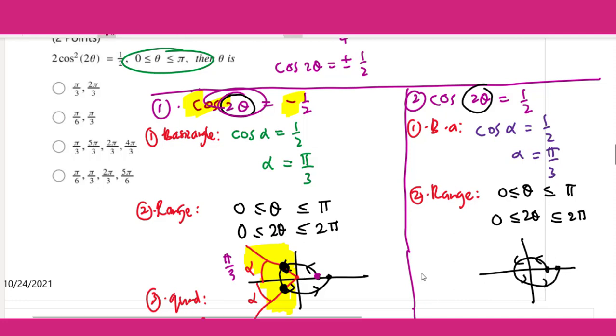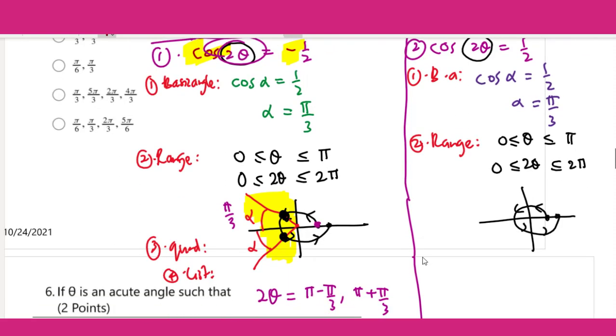Then the third is quadrant. Check the quadrant. This is cos positive. Cos positive means that theta lies in the first and fourth quadrant. Then, draw the lines. So the answer is here and here. Two points means two answers. And number four is list down the answers.